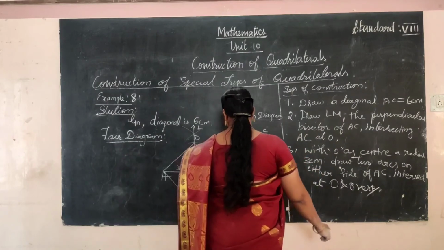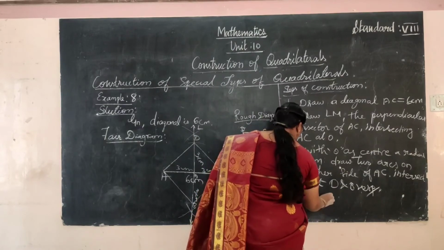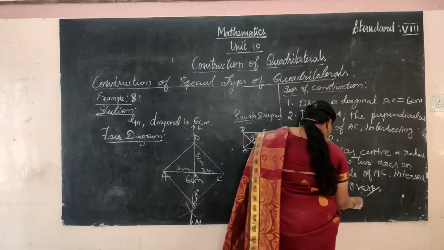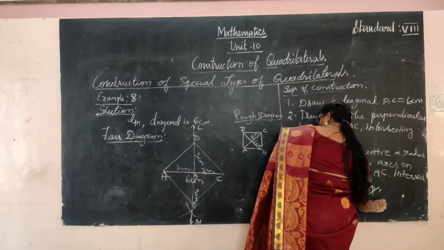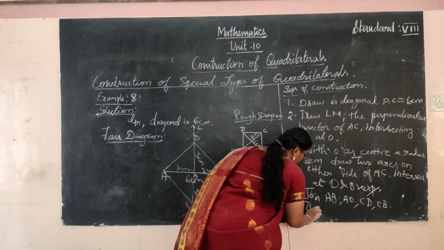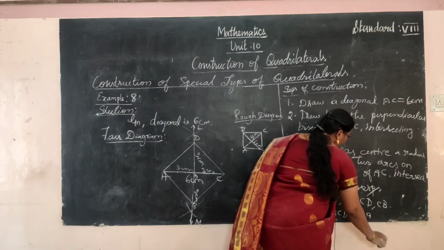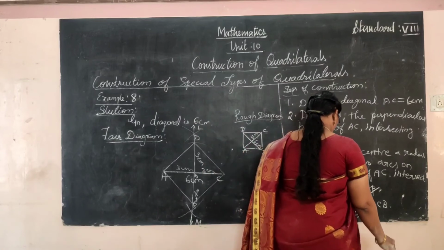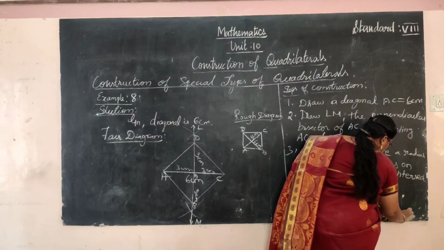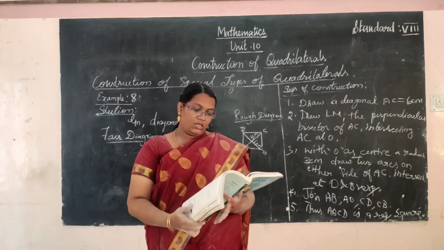And fourth one, join AB, AD, CD and CB. Okay. Thus, ABCD is a rhombus square. Okay, that's it.